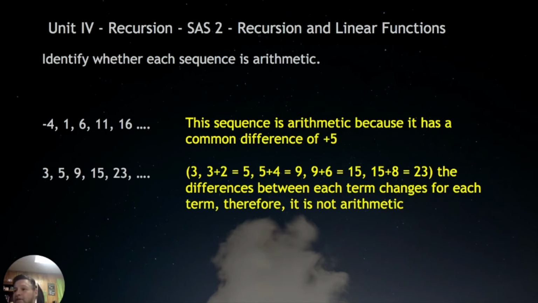Oh, and 3 plus 2 is 5. 5 plus 4 is 9. 9 plus 6 is 15, and 15 plus 8 is 23. I apologize, I didn't do it right. But you can see it's not arithmetic. The difference changes by 2 in every change of sequence.